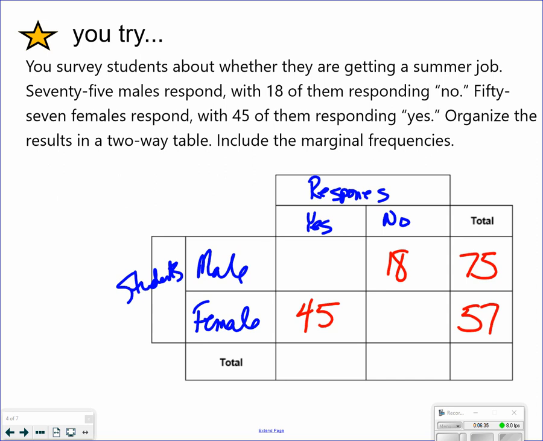So now remember, the number of yes for male has to be 75 minus 18. So 57, picking a different color here. 57 had to be here, in order for 57 and 18 to add up to 75. Again, 45 and 12 have to add up to 57. Now going downward. So adding that up, I get 102 in the yes category, 30 in the no category, for a total of 132 people surveyed.